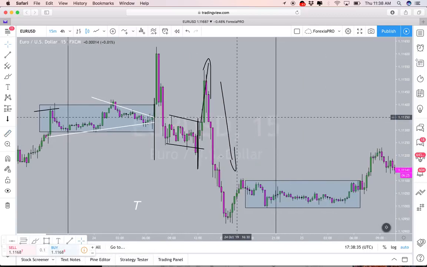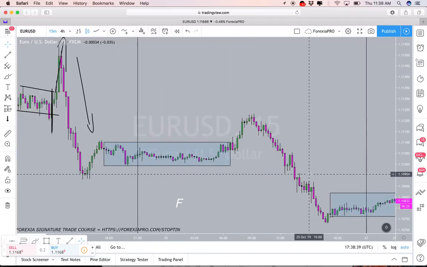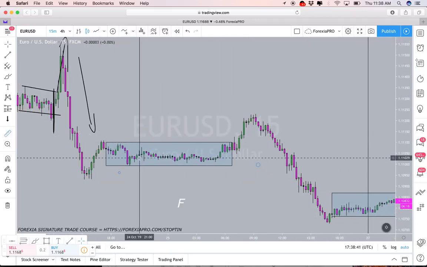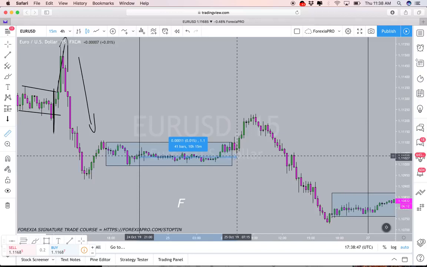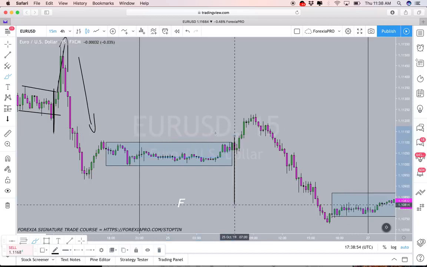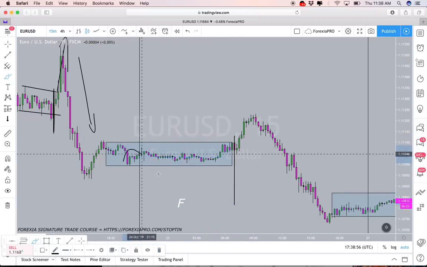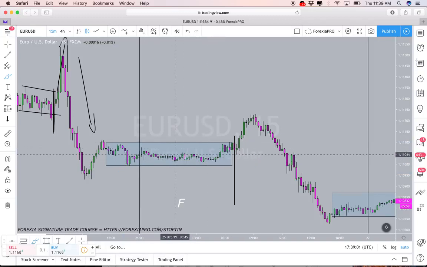You ride it for a few hours. End the day in consolidation, and then what happens? The same thing, just a different day. London session right here, in this candlestick right here. Asian session consolidation. Like who would want to trade this?